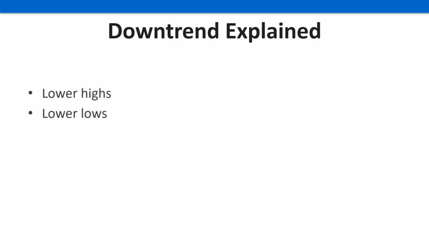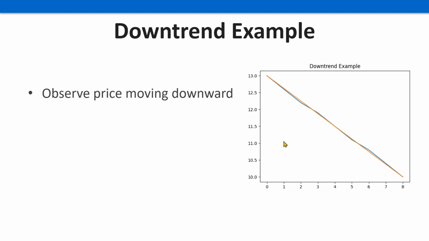A downtrend is when price makes lower highs and lower lows. This shows sellers are in control. Downtrends often continue until structure shifts. Example: on this chart, price is moving lower over time. Each high is lower than the previous high. This trend line helps confirm bearish direction.